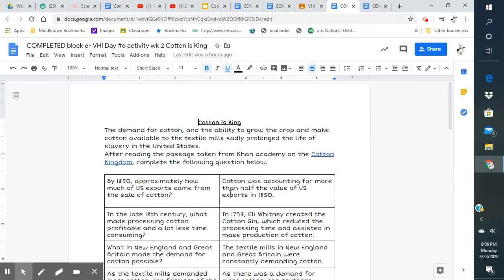For example, in the late 18th century, what made processing cotton profitable and a lot less time consuming? Very good answer right here. In 1793, Eli Whitney created the cotton gin, which reduced the processing time and assisted in mass production of cotton. Very true. Now, there was a lot of confusion about this. The 18th century would be the 1700s. So remember, whenever you're talking about what century we're in, the century is always one number higher than the years we're currently in. Right now we're in 2020, so that means we are in the 21st century.